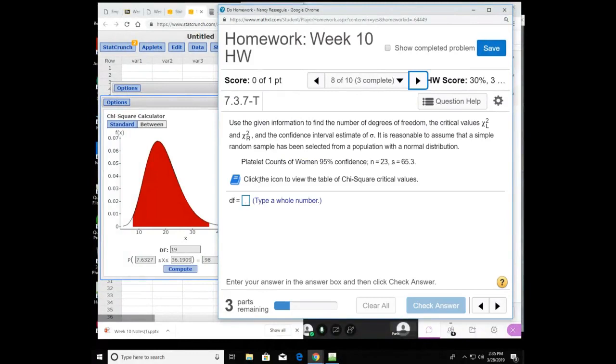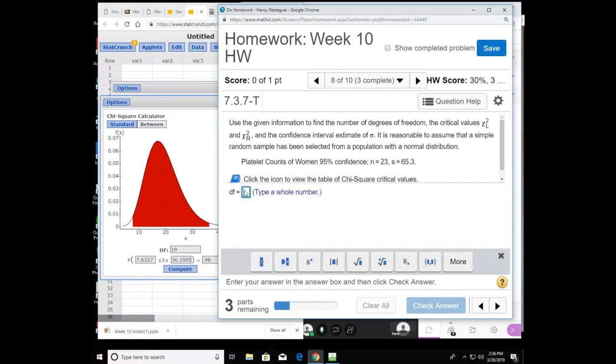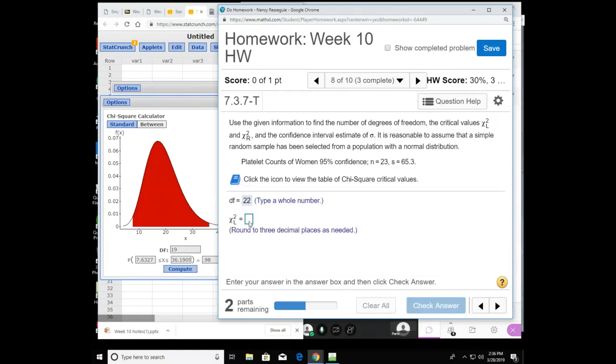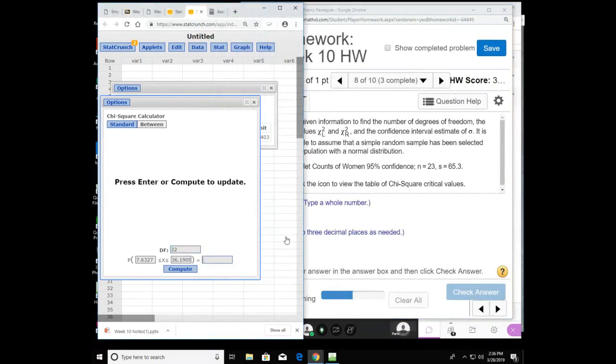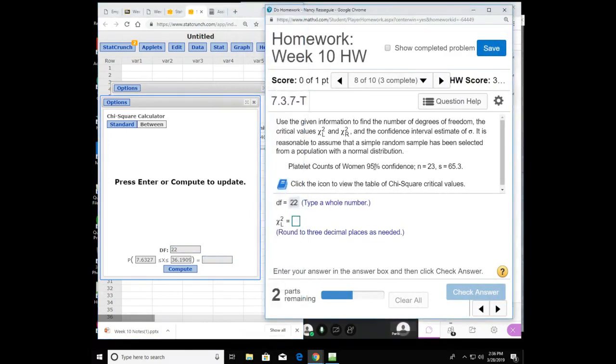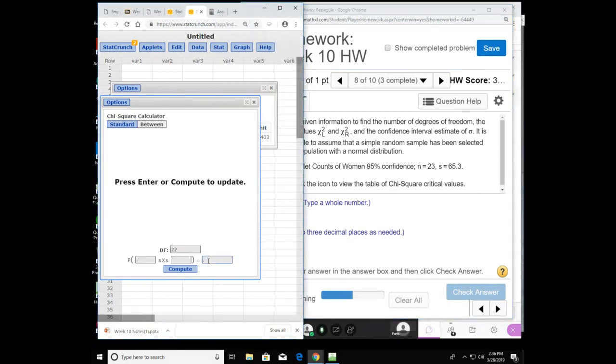Okay, so this one, and when it says to view the table of chi-square critical values, you can just ignore that because we can use StatCrunch for this. So this one, it's kind of breaking it down into different parts. So first, it's asking you for the degrees of freedom. That's still the n minus 1. So for mine, it's going to be 22 since my n was 23. Then it's going to ask me for my 2 critical values. So I'm going to go back to my chi-square calculator over here. I'm going to put in 22 for my degrees of freedom. And then for mine, they want a 95% confidence interval, so I'm going to put 0.95 over here.